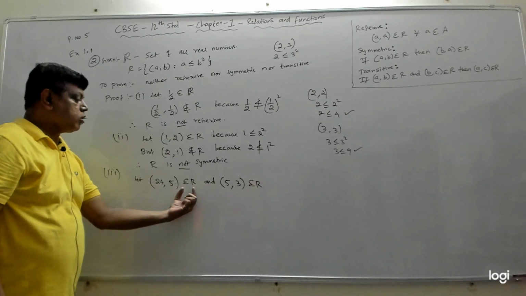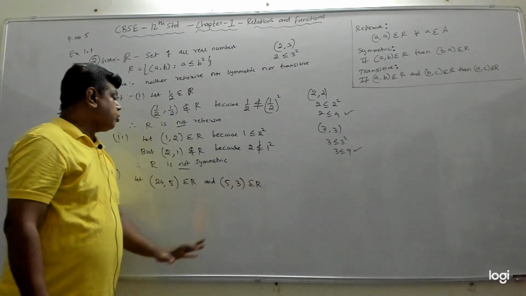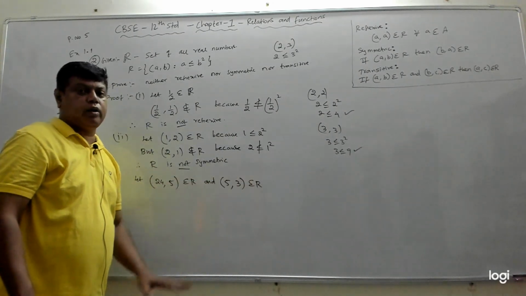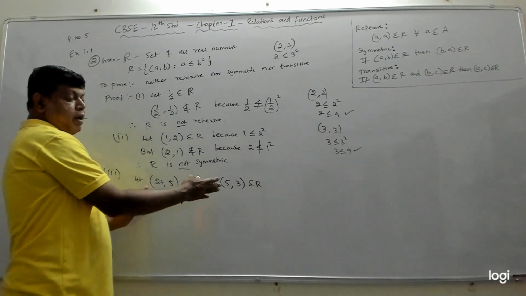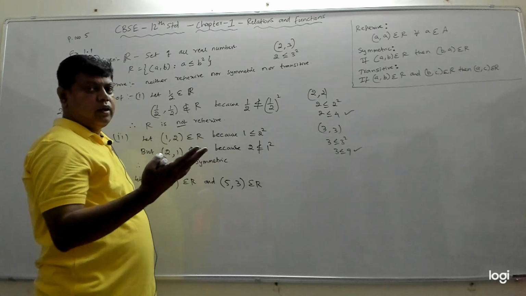24 comma 5 belongs to R because 24 is less than or equal to 5 square, and 5 comma 3 belongs to R, which means 5 is less than or equal to 3 square. That's why 5 comma 3 belongs to R. If you take such a pair, it will fail. If you take other pairs, you may feel that it is satisfying.